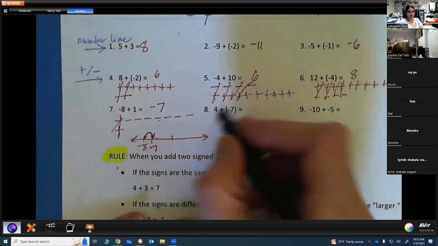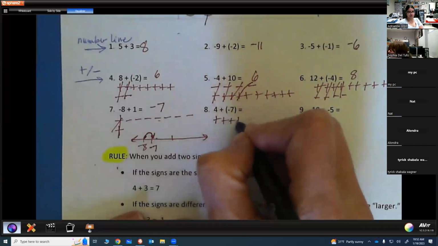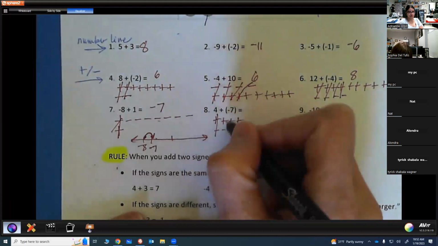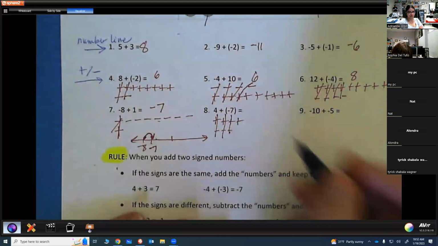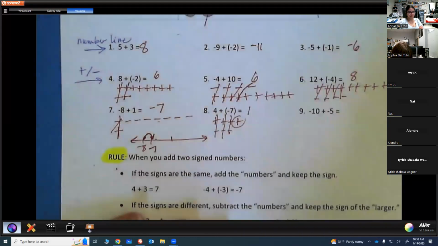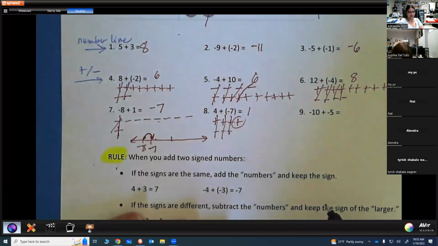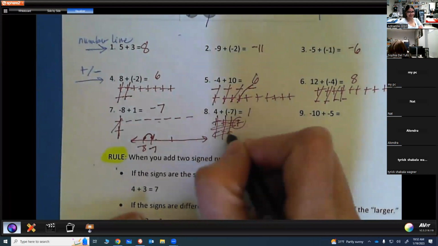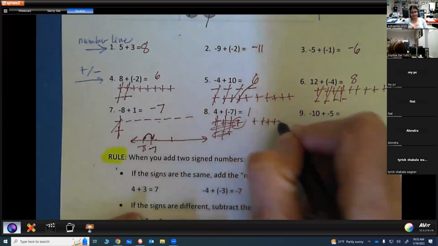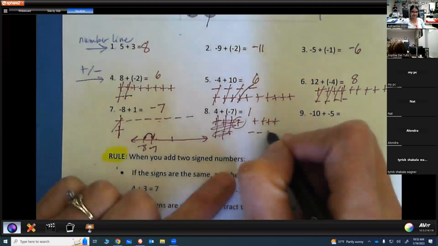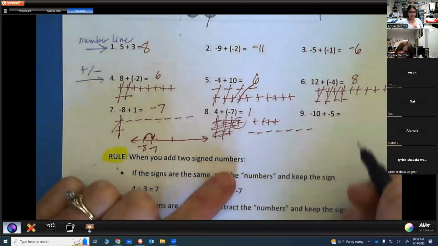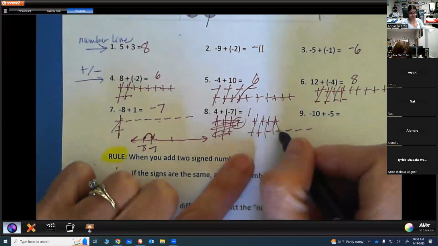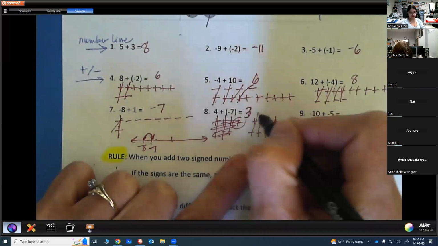Number 8, you'd start with 4 positives and 3 negatives. And we'd mark out our pairs that cancel out, and we're left with only 1 positive. No, we're not. Wait a minute. What did I do? Okay, scratch that. I saw a 1 instead of a 7. So I have 7 negatives. And when I cancel out the negatives with their positives, I would be left with positive or -3.